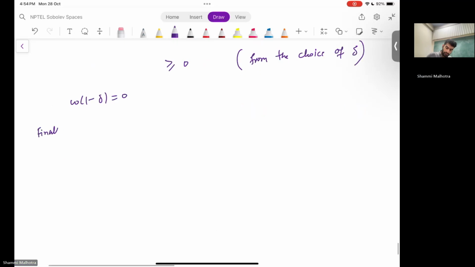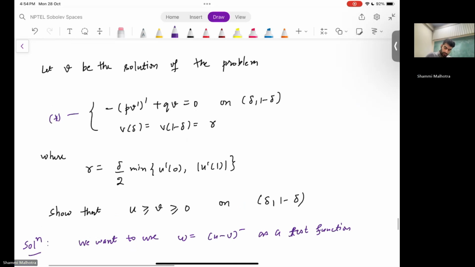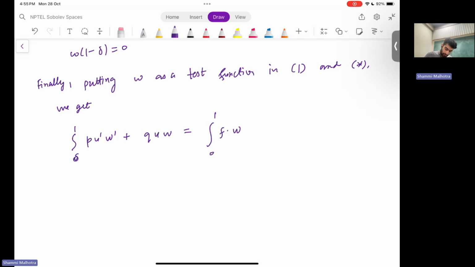Finally, putting W as a test function in 1, and if we name this equation to be star, we get, if I put it in 1, integration 0 to 1 of p u dash w dash plus q u w is equal to f times w over 0, delta to 1 minus delta. But this thing is greater than or equal to 0.